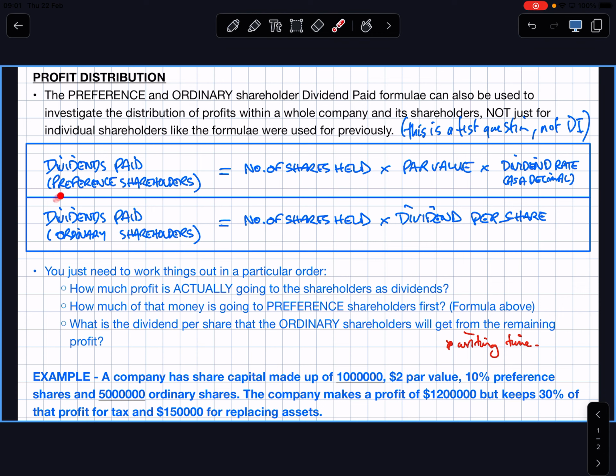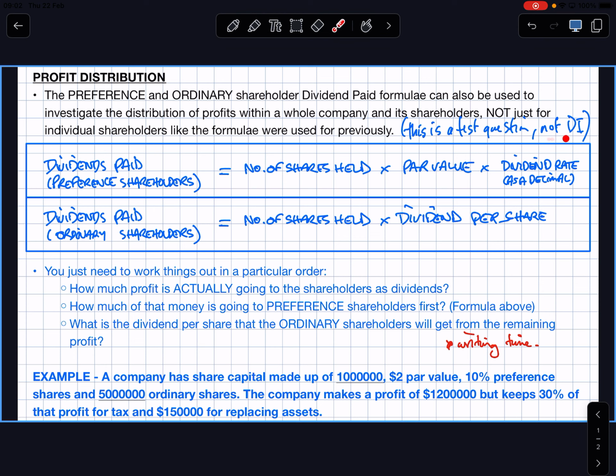You got these two formulas last lesson: dividends paid for preference shareholders and dividends paid for ordinary shareholders. If you did the timeline exercises, you worked out the dividends paid for a person that has shares in a company. But you can also use the same formula to work out where the profits go within a whole company. So you're seeing where all the money goes across a whole company situation.